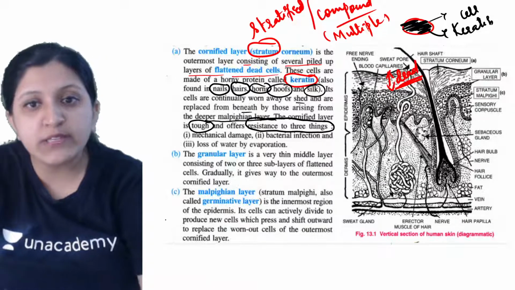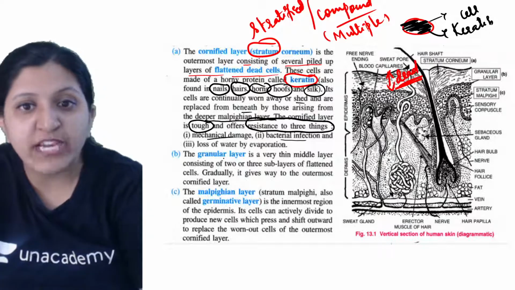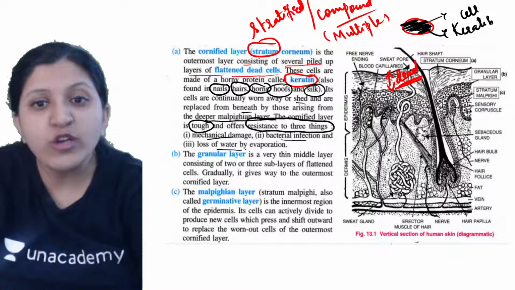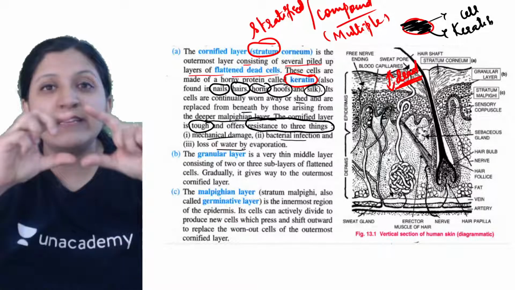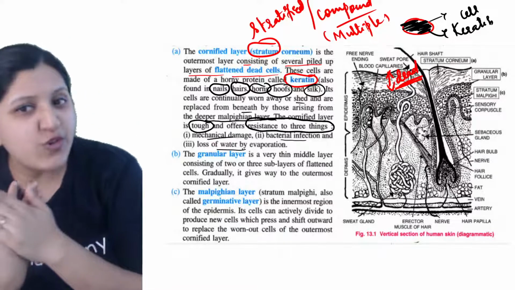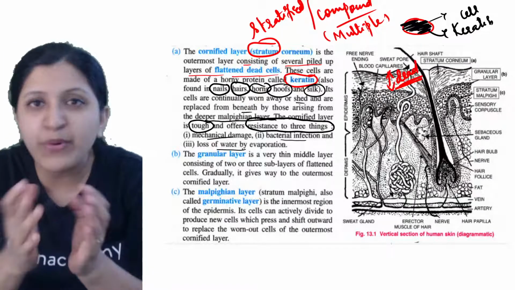So what are the three things there? Mechanical damage, bacterial infection, loss of water by evaporation. So it is not just one layer, since multiple layers are there. Basically loss of water is occurring, but because multiple layers are there, water evaporation cannot occur easily.